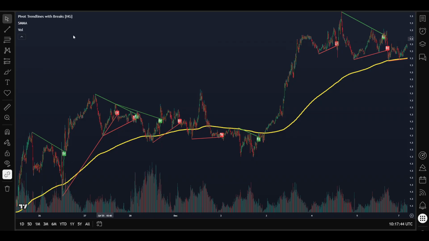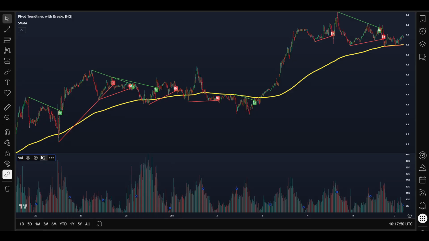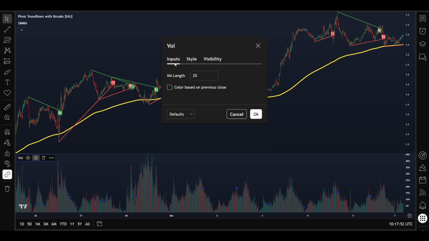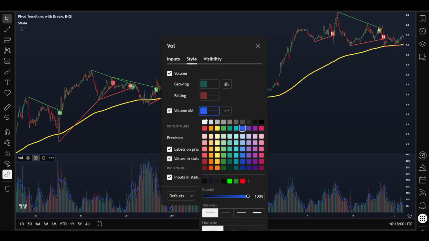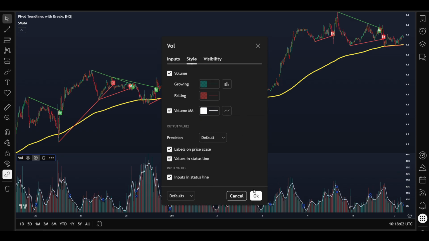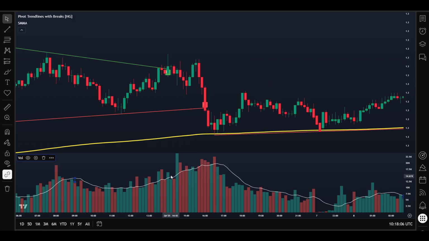Volume. Move it to a new pane. 3 dots. Move to new pane below. Open settings. Inputs. Set volume MA length to 9. Style. Enable volume MA. Set the line to white. Reading rule. Only trade when the current volume bar closes above its white average. Below the average means stand aside.